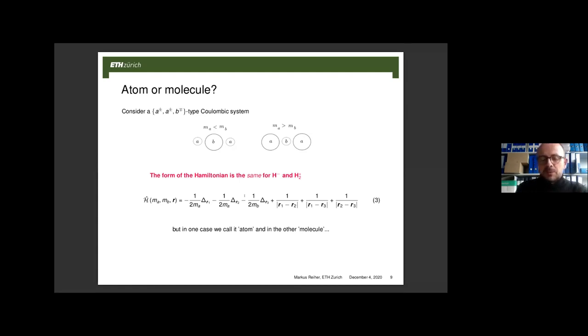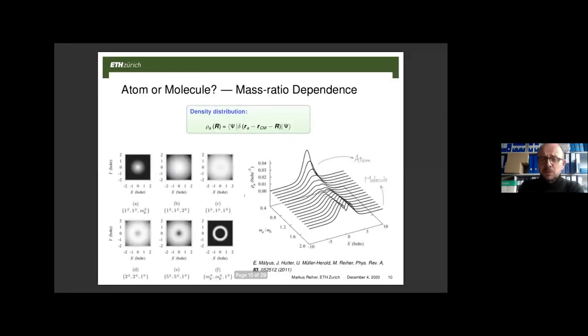But before I do that, I want to point out that our theory allows us to look at all these cases because we have no bias with respect to the properties of the particles, right? We have never assumed anywhere that nuclei must be much heavier than electrons. So we can play around with the mass ratio. And that's what we have done.